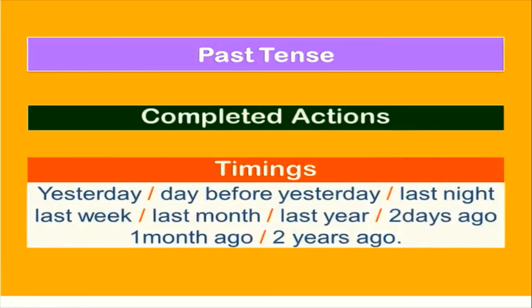Now let us start with the past form, past tense. Here we have some timing words. When we see those timings, we should write the verb in the past form or past tense. Let us read those words: yesterday, day before yesterday, last night, last week, last month, last year. When we say last, it's in the past. Two days ago, one month ago, two years ago, etc. When we see the word ago, we should write the verb in the past tense.